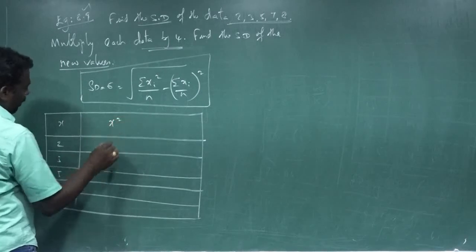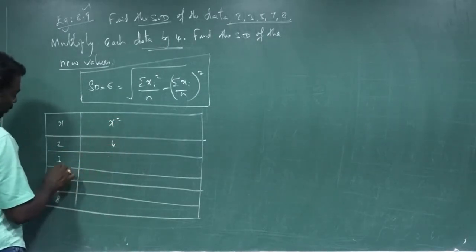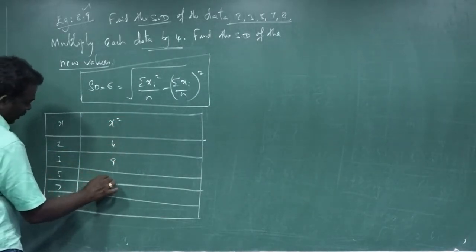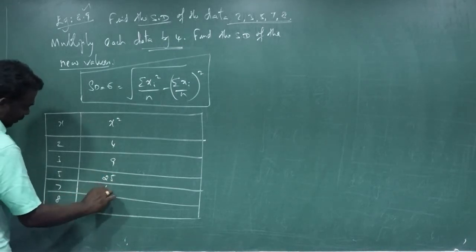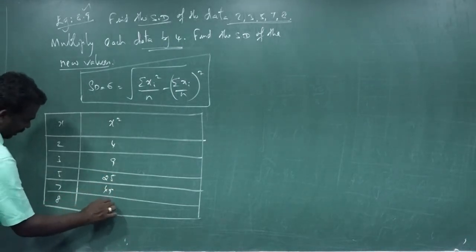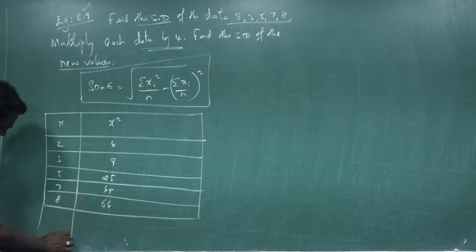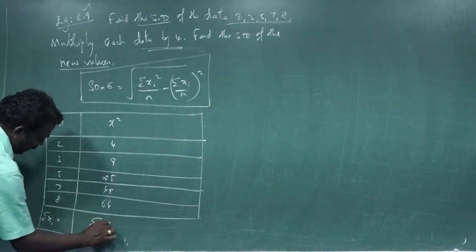Then it is x square value. 2 2s are 4, 3 3s are 9, 5 5s are 25, 7 7s are 49, 8 8s are 64. Then calculating the summation xi value and the summation xi square value.